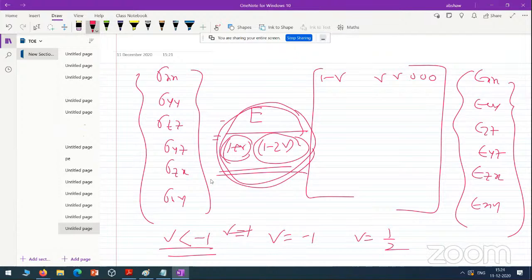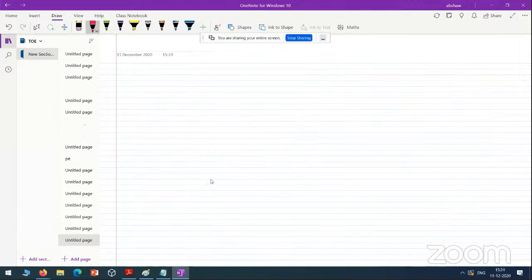Okay, now then we have the stress invariants. What are the stress invariants? What is the usefulness of stress invariants?